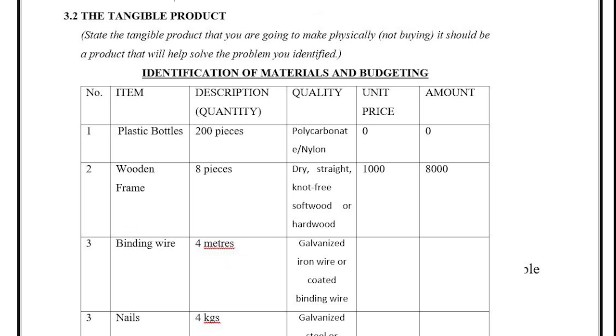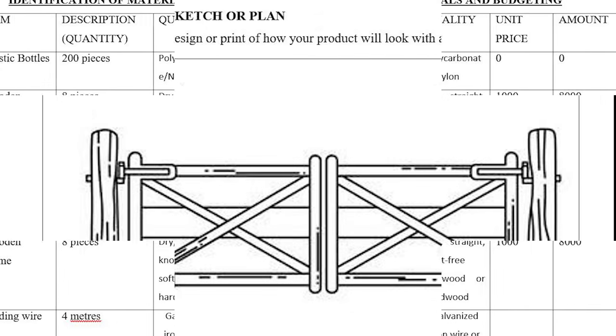That is the quantity, and the quality is probably nylon. There is no price because it is supposed to be picked from the environment. If you pick something like nails, you need 4 kg. The quality is galvanized. Then you put the price for per each, and then the amount here, and all that you require. I'm skipping this because I talked about it in the previous video.